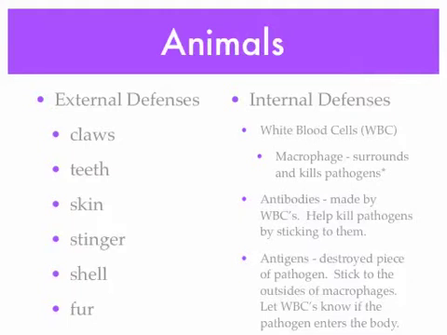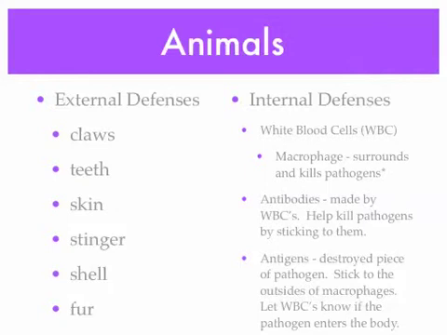Now, if you don't know what a pathogen is, that's okay. I'm going to give you a little side note here. A pathogen is a microscopic invader. It's something that hurts the body. So it could be a parasite, it could be a virus, it could be a bad bacteria. So macrophages surround and kill these pathogens. But they're not the only type of white blood cell that's in our body.